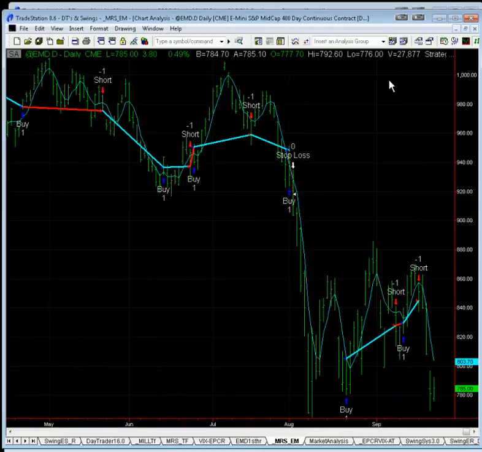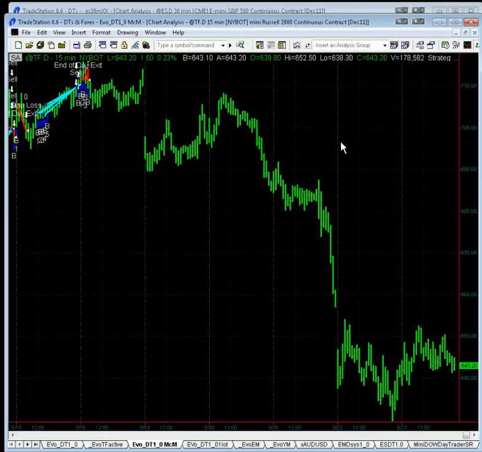So we're moving right along. Beautiful. $6,000 gain per contract in the MRSEM. Definitely has been a star performer. We're going to go ahead and minimize that. Moving right along. What are we looking at here?